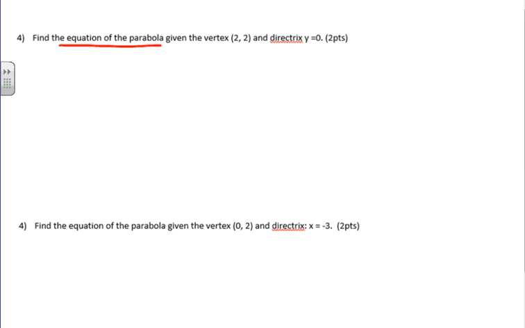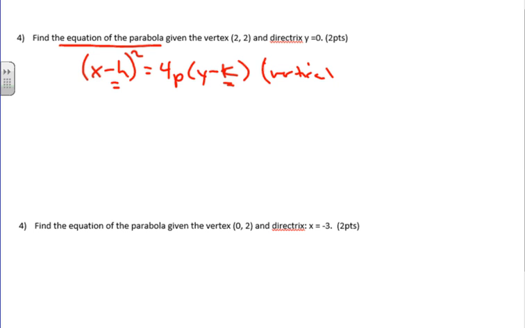Now in standard conic section form, we have different ones that we can use. We have x minus h squared equals 4p times y minus k, where h and k are the x and y values of the vertex. Another form is if this is going to be a vertical parabola. That means it's going up and down. So it either goes up or goes down, depending on what we have there.